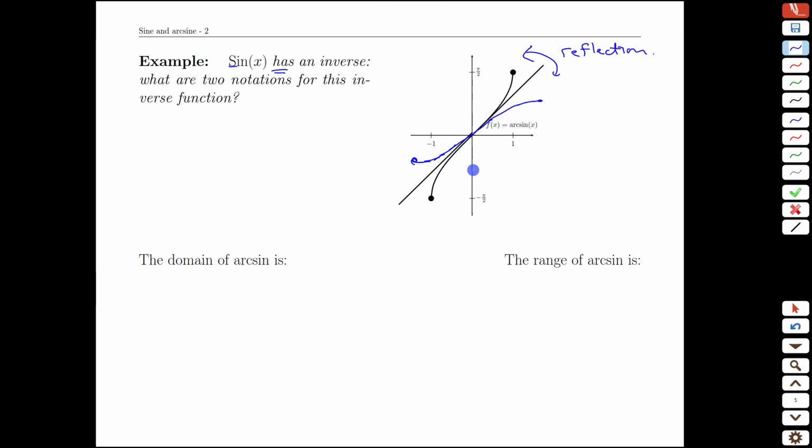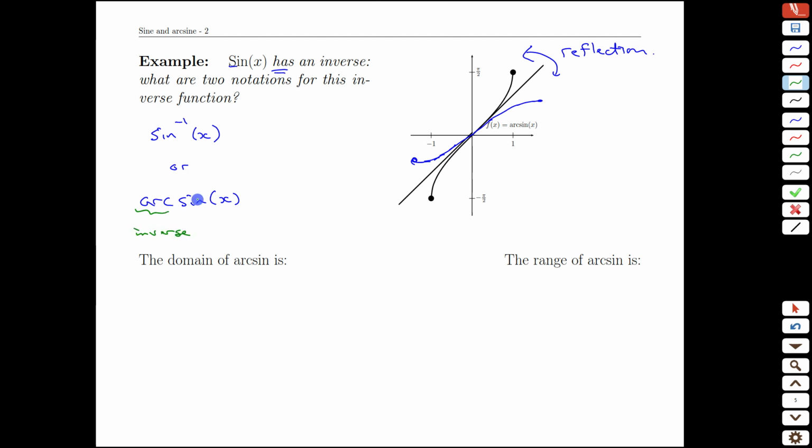How do we describe this function with notation? One is the notation that is on your calculator, sine negative 1 of x. The one we're going to try to use preferentially is arcsine of x. So this arc here indicates an inverse.